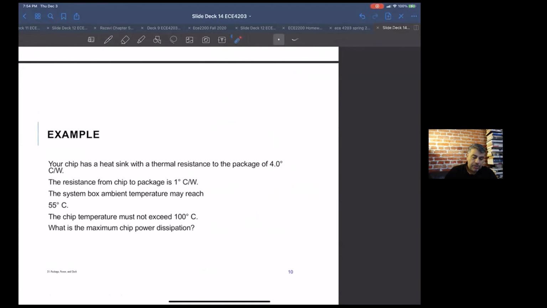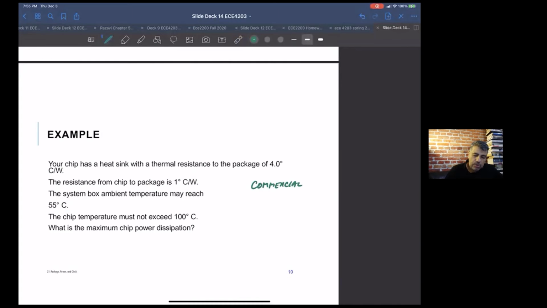I think this is pretty straightforward. Your package vendor will give you your thermal resistance, or if you're custom designing a package, you can try to specify thermal resistance. This says the ambient, again, must be for a commercial part.